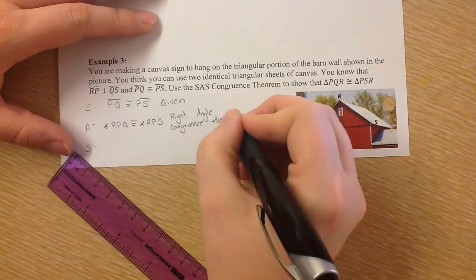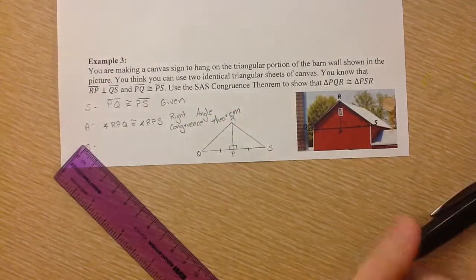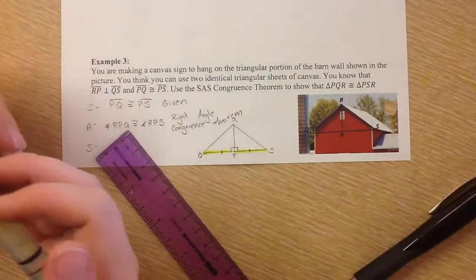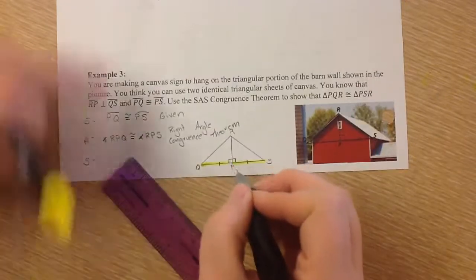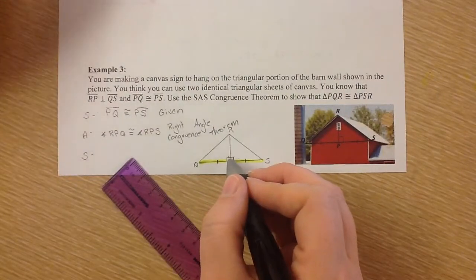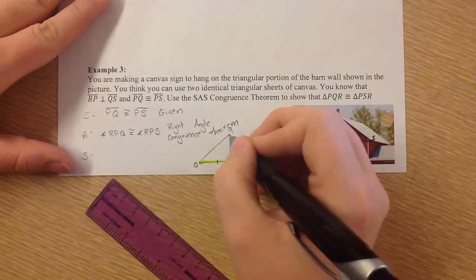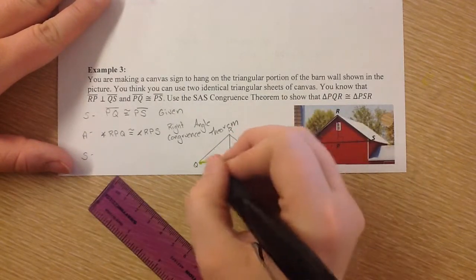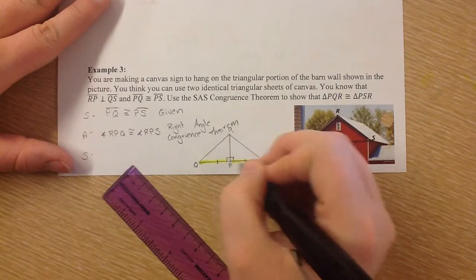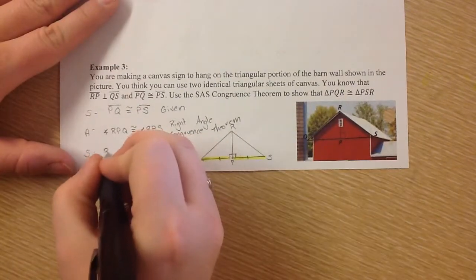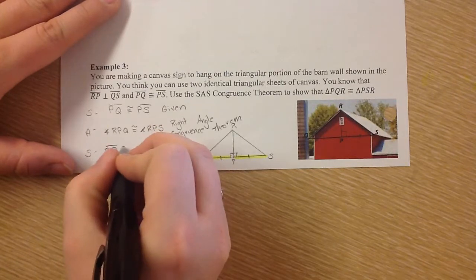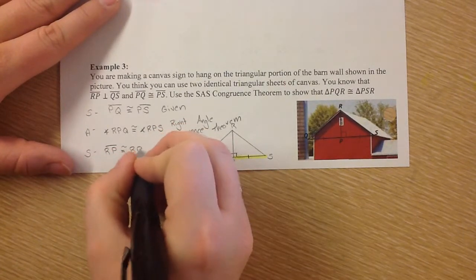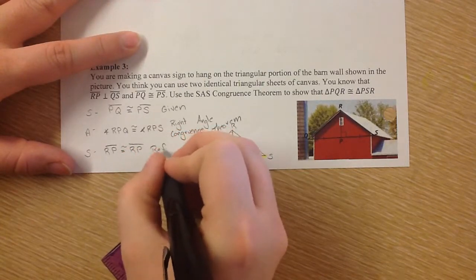So we have a side, we have an angle. So let's go ahead and label. So I know PQ is congruent to PS, and then I have this angle here. So to be an included angle, I need this side here, RP. But RP is in this triangle, and RP is in this triangle, so it's congruent to itself. RP is congruent to RP by the reflexive property.